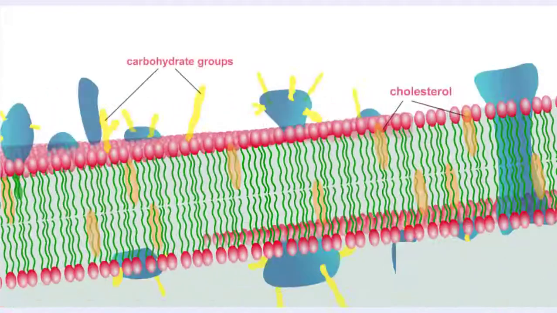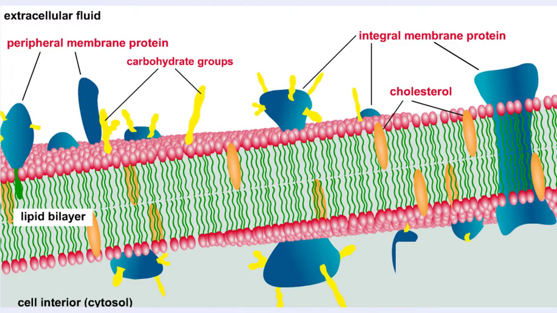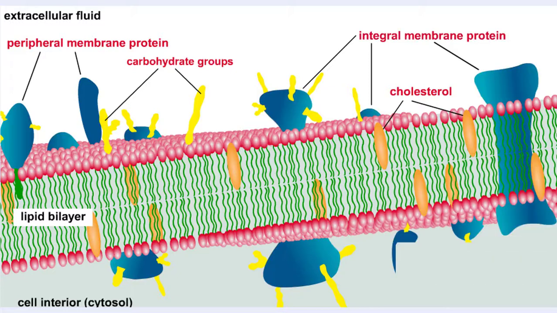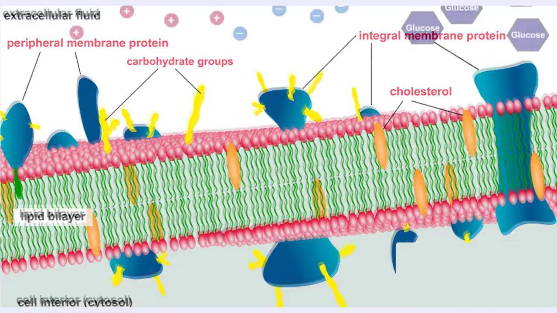However, a membrane of a living cell is much more complex than a simple phospholipid bilayer. Biological membranes also incorporate other types of lipids, including cholesterol and membrane proteins. Integral membrane proteins span the membrane, while peripheral membrane proteins are bound and exposed on one side only. Many membrane proteins are glycoproteins, which possess covalently attached carbohydrate chains.